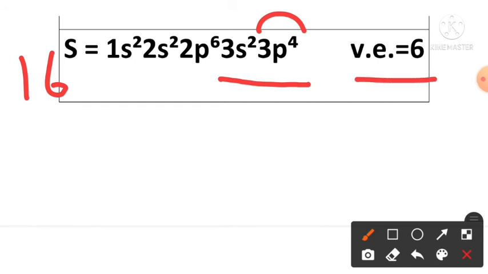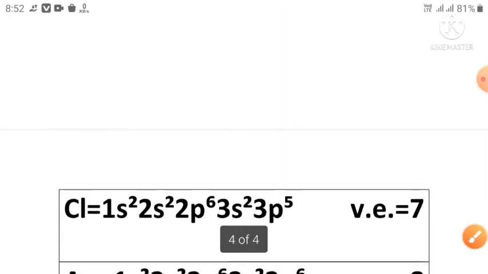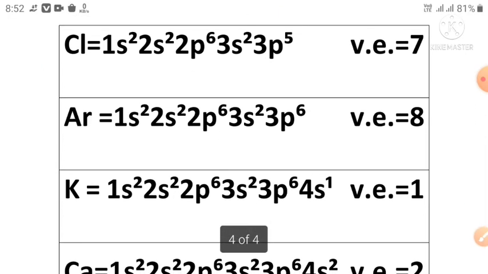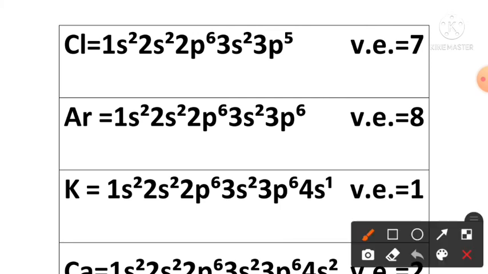Now we take next element, chlorine. We know that the Z of chlorine is 17, so we write its electronic configuration: 1s2, 2s2, 2p6, 3s2 and 3p5, and we know that its outermost shell is 3s2 and 3p5, and the number of electrons present in the shell is 2 and 5. So we calculate it, valence electron is 7.